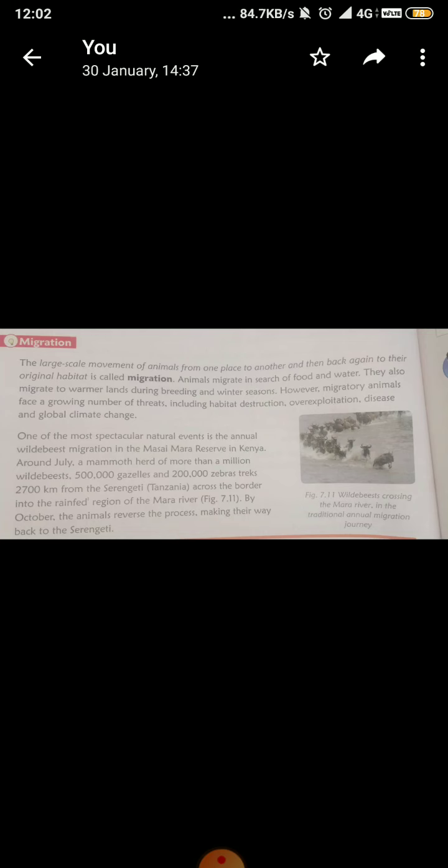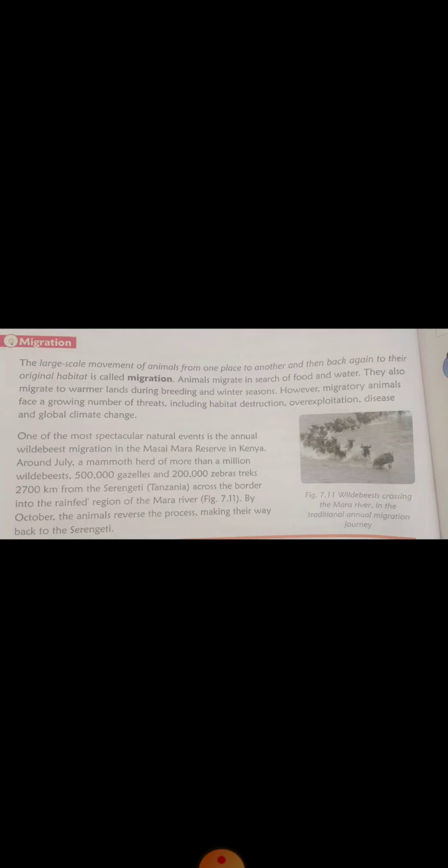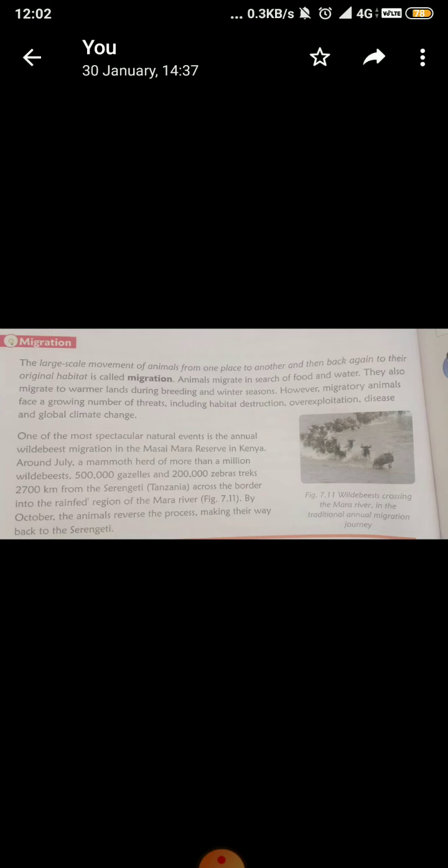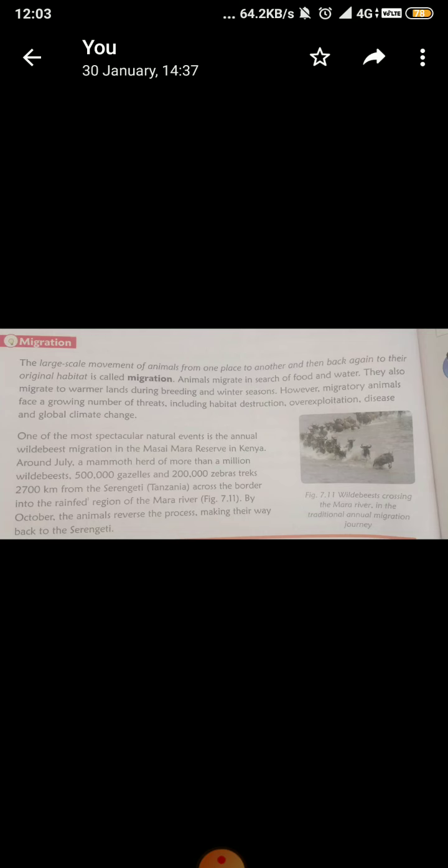As you know, animals migrate in search of food and water, and they can also migrate to warmer land during breeding and winter season. Now they are telling you that migratory animals face a growing number of threats. Threat means they are facing a number of dangers including habitat destruction, over-exploitation, disease and global climate change. Now we are discussing their examples.